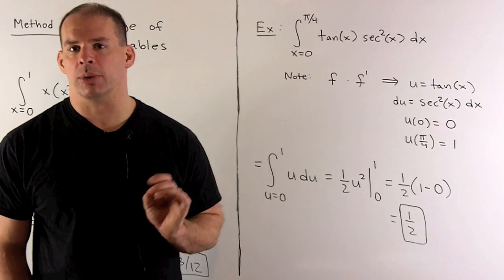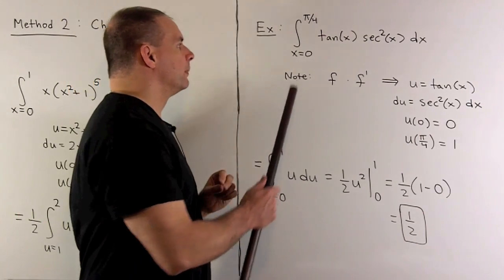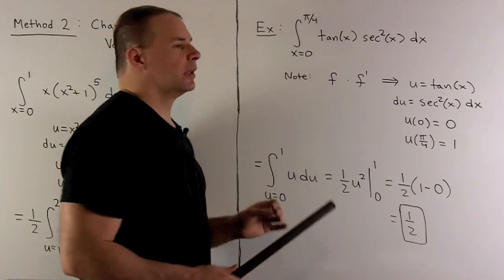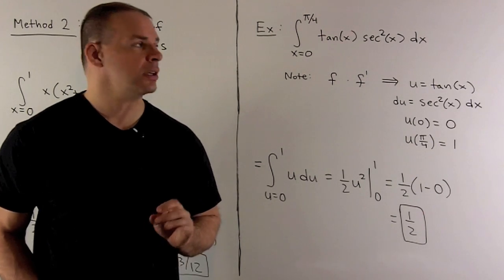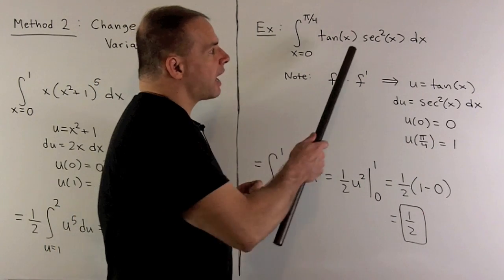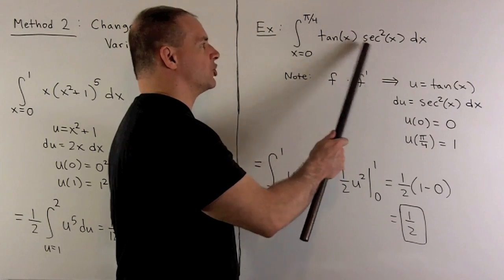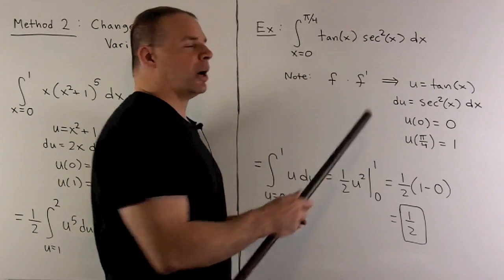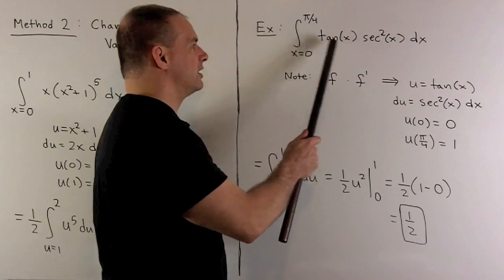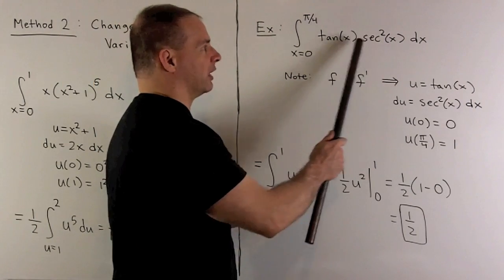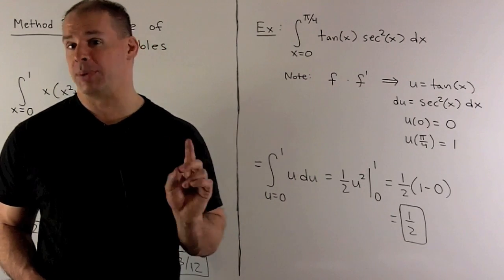Let's do a change of variables using trig functions. So we'll have a definite integral from 0 to pi over 4 of tan of x times secant squared of x dx. You'll note we do have a composition here, with secant as the inside function of the square function. But you'll also note we have our special case where I have a function, tangent of x, times its derivative. So I can use a u substitution here without a composition.